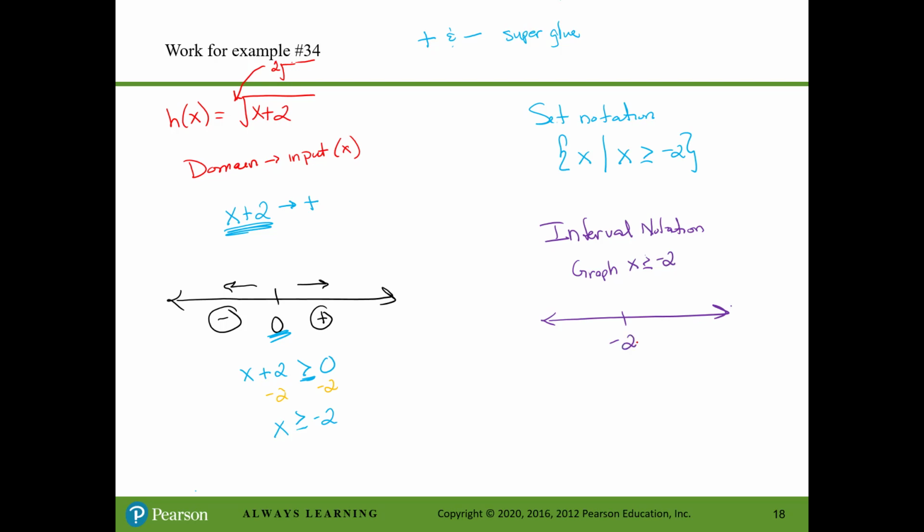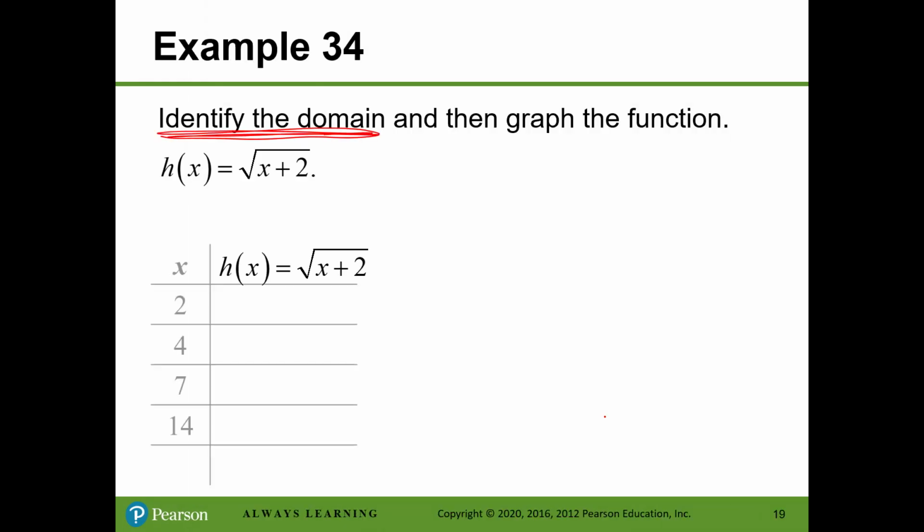There's your negative 2. That's right, bracket going in the positive direction. Correct? Which means your interval notation starts at negative 2 with a bracket on it and goes all the way to infinity. So when I'm trying to plug in numbers to the function square root of x plus 2, I can start at negative 2 and go all the way to infinity. So let's take a look at this.